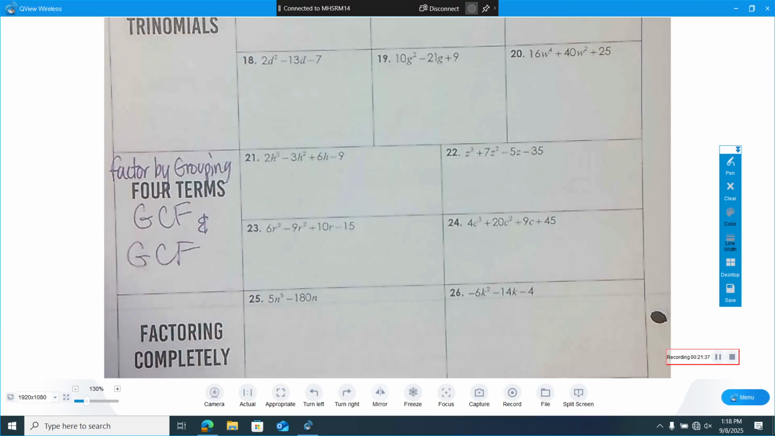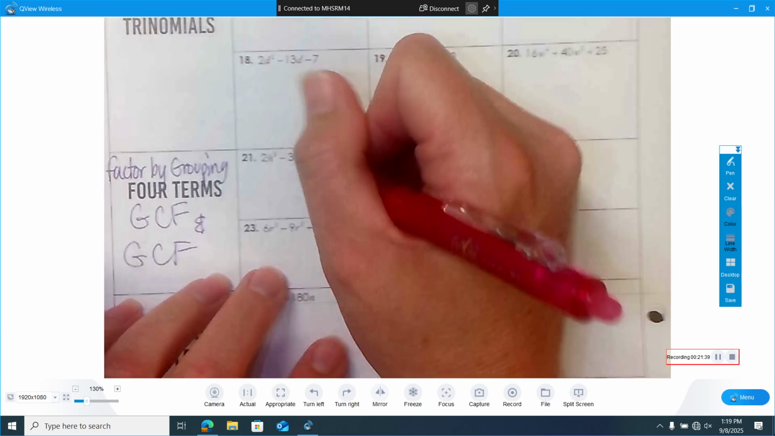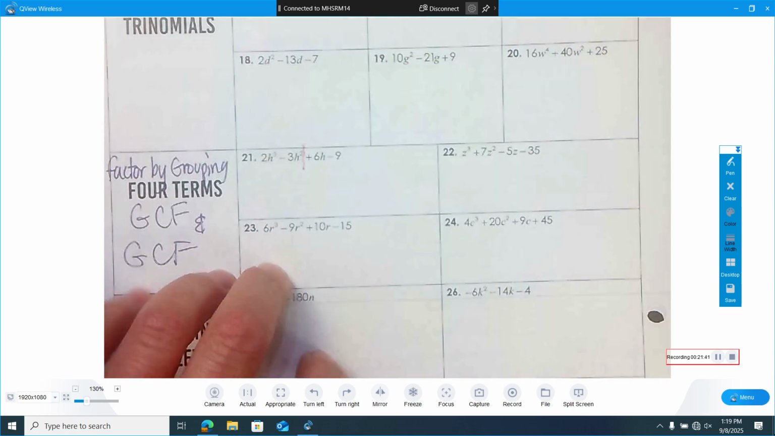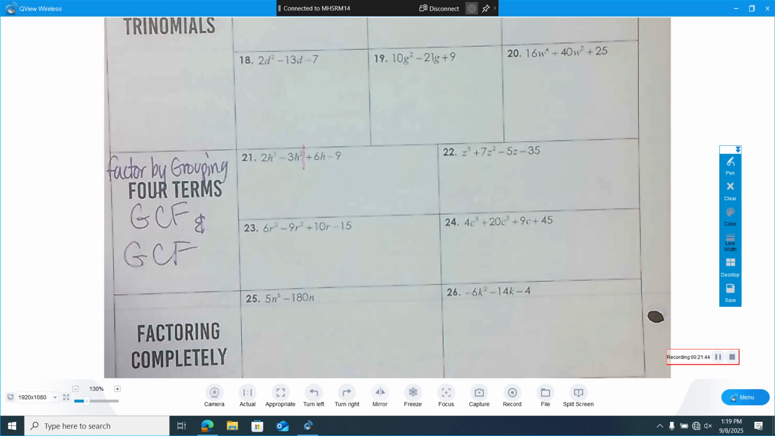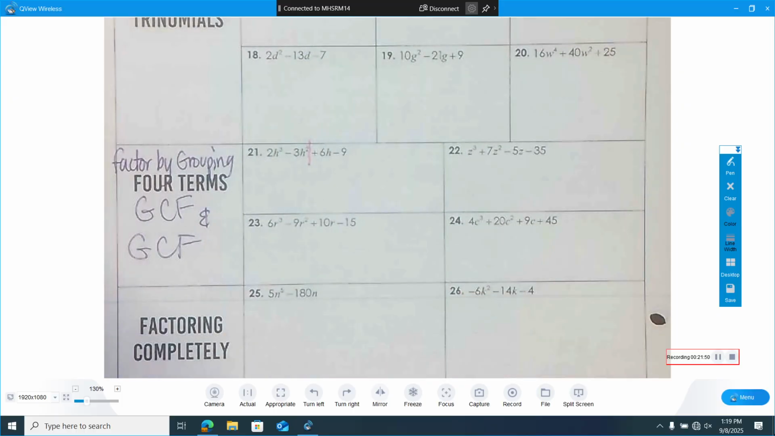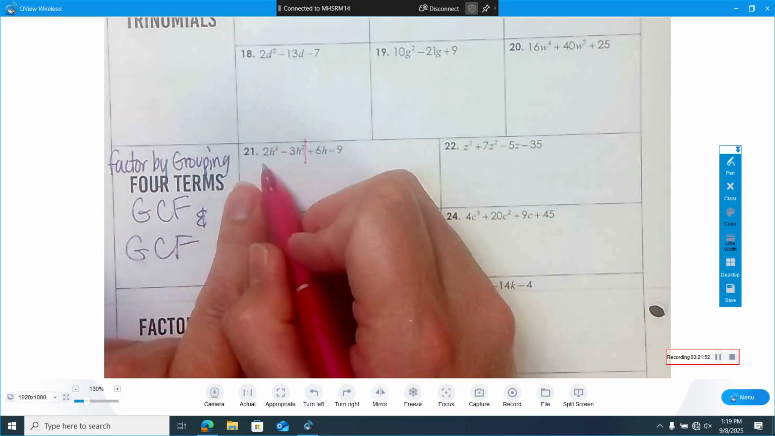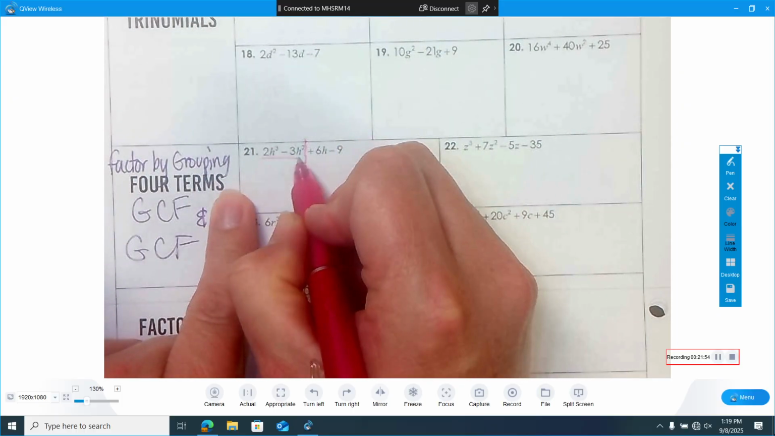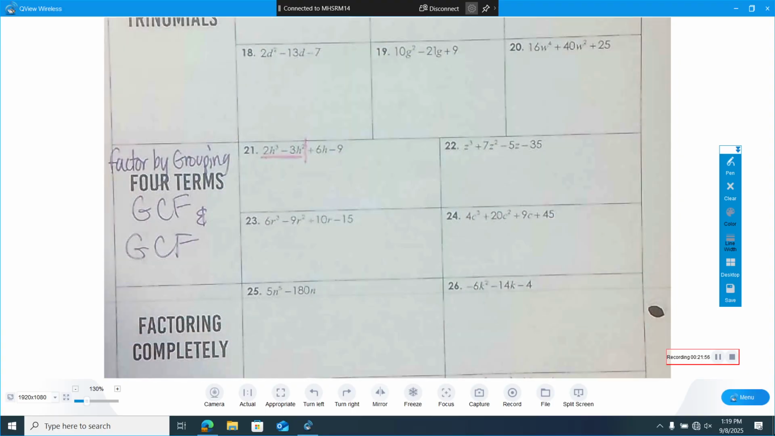So what I like to say is, like Moses, we're going to stick our staff in the Red Sea and part the sea. So I like to separate. We have 2 terms to the left and 2 terms to the right. And I'm going to look and say, hey, what can I take out of these first 2 terms? What is the greatest common factor?